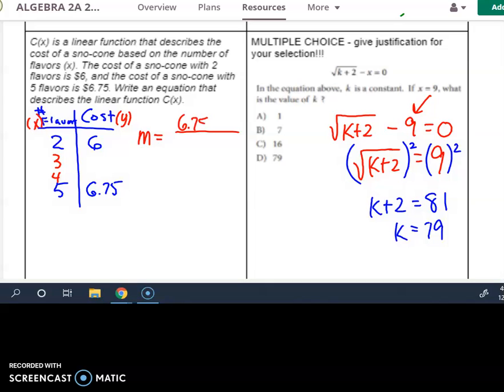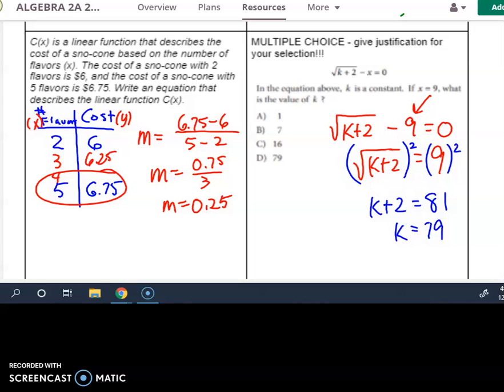So 6.75 take away 6, and 5 take away 2. So I'm using this as my first numbers. So I get 0.75 divided by 3. So that means each flavor is going to cost 25 cents. So again, if I put in the increase of 25 cents here: $6, $6.25, $6.50, $6.75. Again, the increase is clearly 25 cents. So that's our slope.